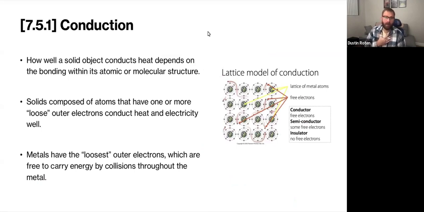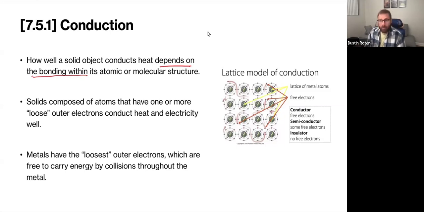How well a solid object conducts heat depends on the bonding within its atomic or molecular structure. Over here, you can see this lattice model of conduction. And you have all these atoms. So maybe this is a block of iron or gold or something. I have not counted the neutrons to see what this is for the protons.